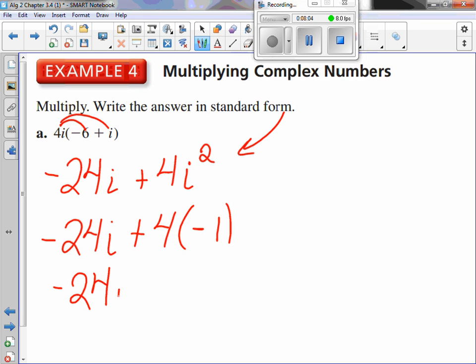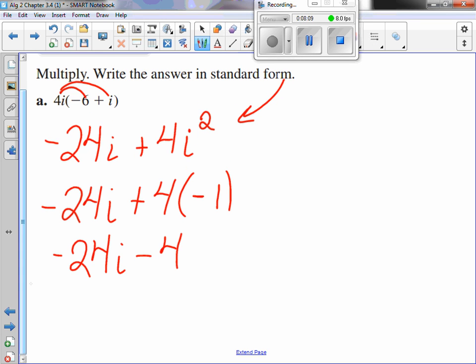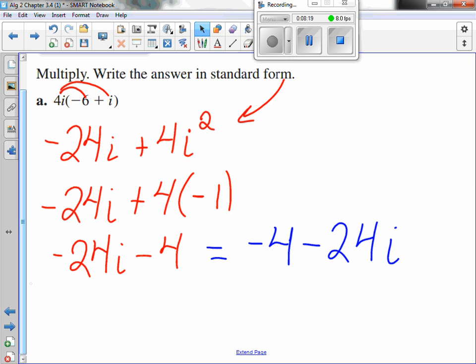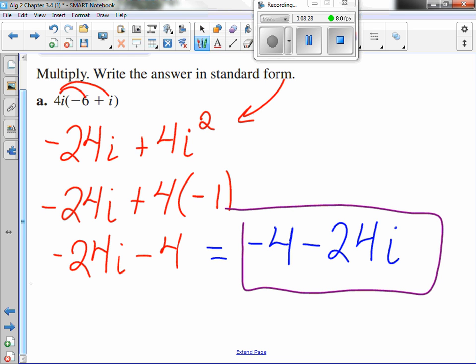Well, negative 1 times 4 would be negative 4. Yes? And the way that we're really going to want to write this is negative 4 minus 24i. We want the real part to go first. Whatever the number without i normally goes first, then the number with i goes second. That's it there. Questions on this here? Not too bad so far. You ready for the next one?